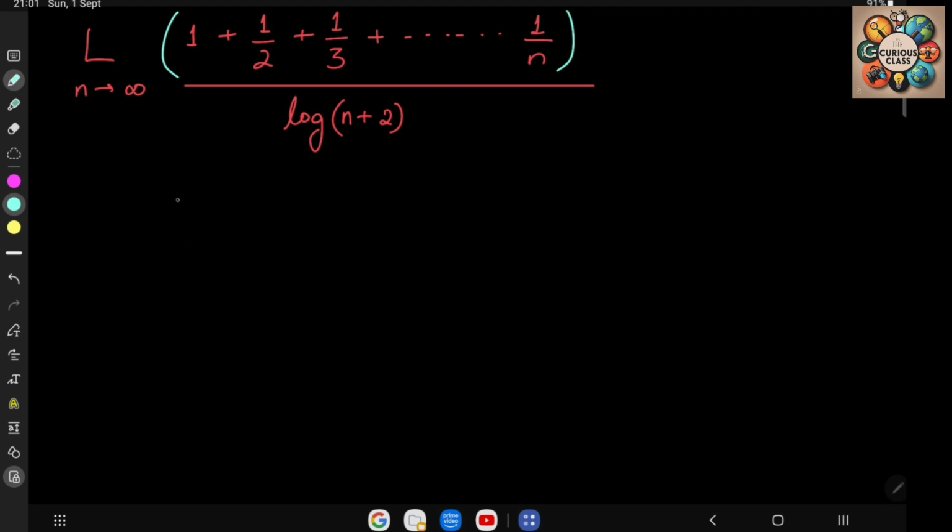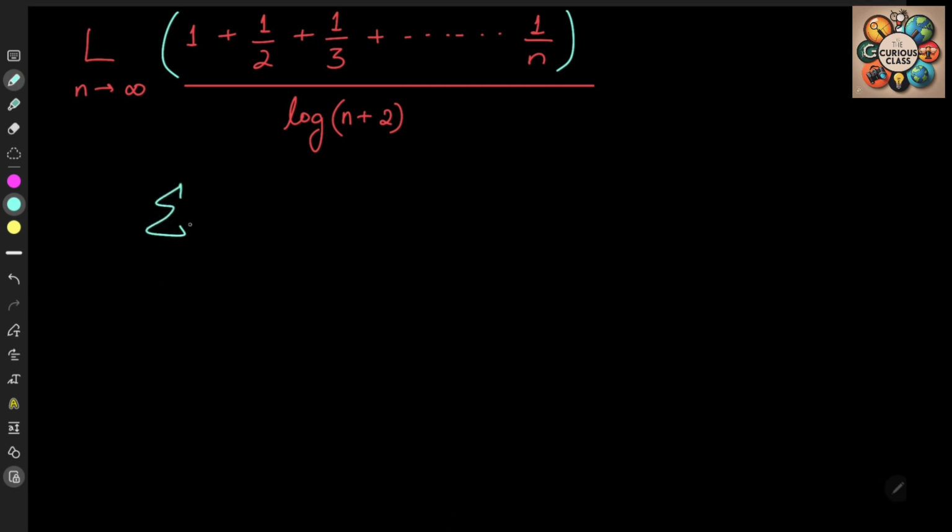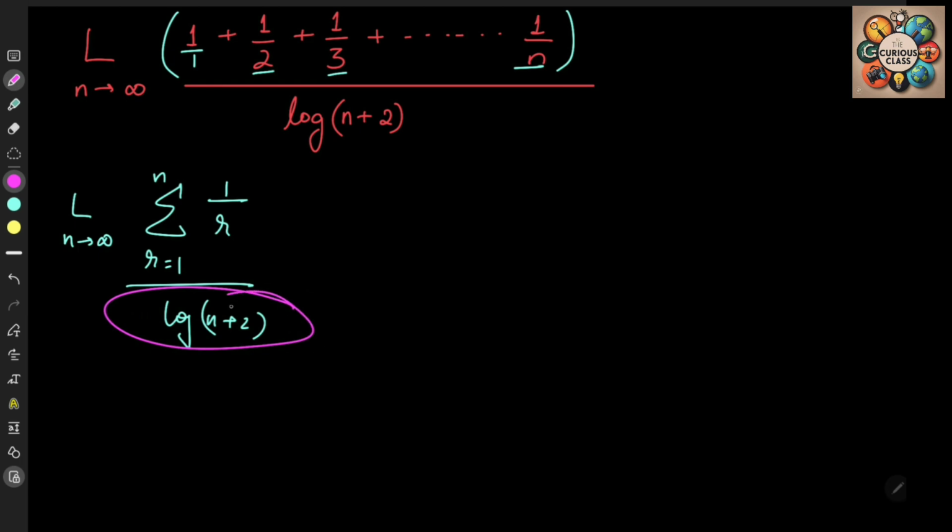We have this sum 1 plus 1 by 2 up to 1 by n. So we're going to write this as a summation. So this is a summation of 1 by 2, 1 by 3, 1 by n. So we write that r is running from 1 to n and 1 by r, summation of 1 by r, n tending to infinity. The limit is there, and we're going to write this in the denominator for the time being, just to show you what the question actually is.